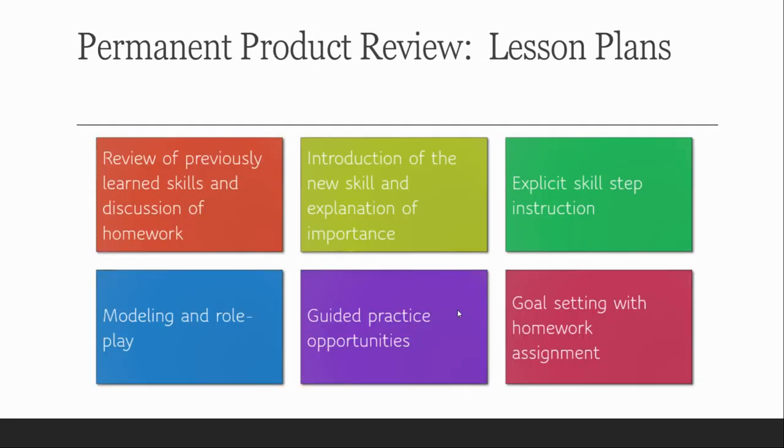So when we talk about permanent product review, we're looking at lesson plans. Those lesson plans can be reviewed to look at components of that lesson plan to see how those social skills were taught, to see how students were instructed on those social skills. So to look at fidelity of that product, the team can look at the review of those previously learned skills and discussion of homework. So how are they reviewing those skills that they previously learned and giving those opportunities to practice? Remember, with all of our skills, we should always give those students practice and more practice.